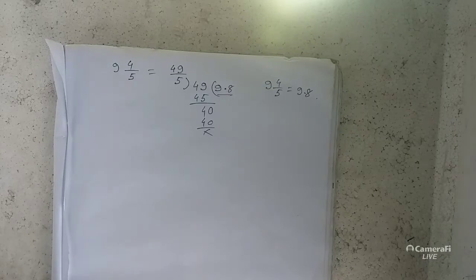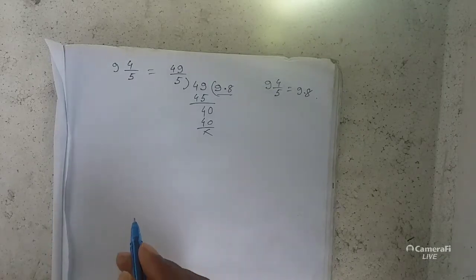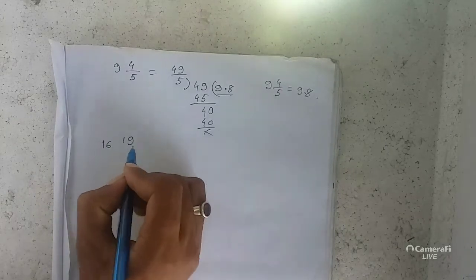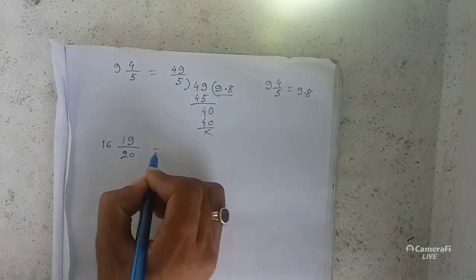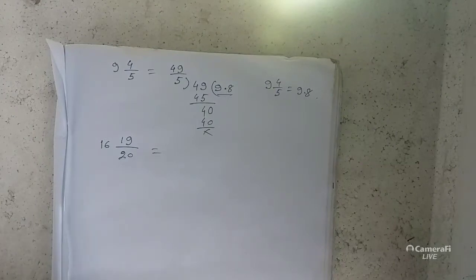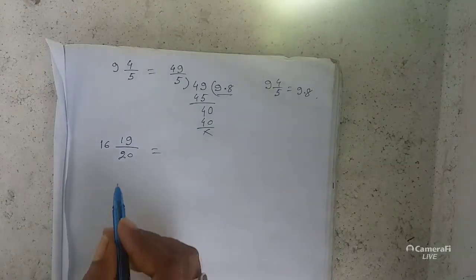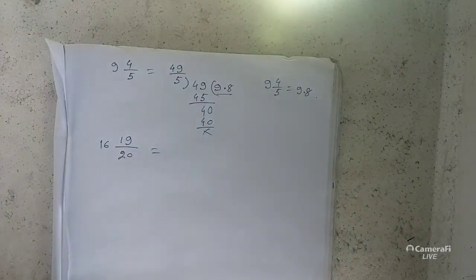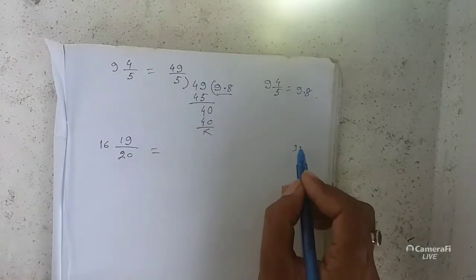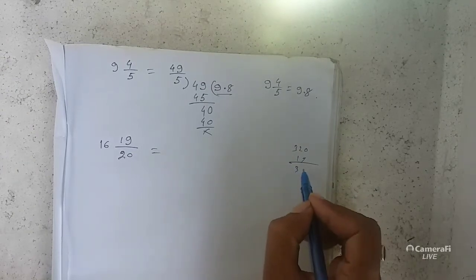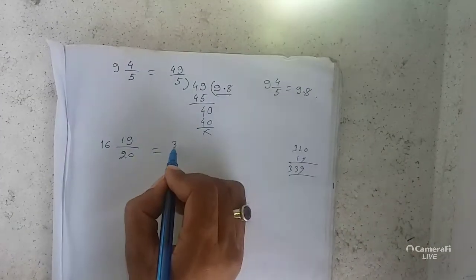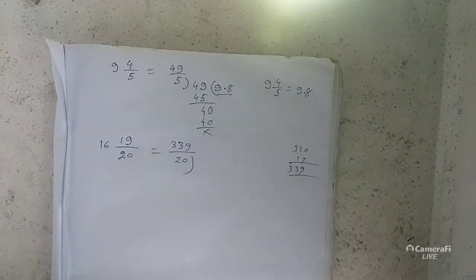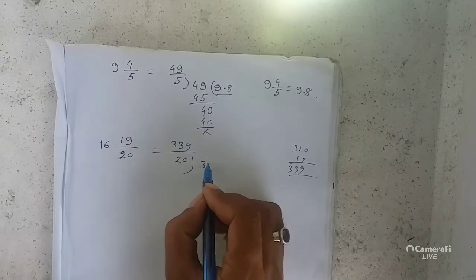Okay. Let me take a similar type of another example: 16 whole 19 by 20. So, first convert this mixed fraction into an improper fraction. 20 into 16, 20 sixteens are 320, 320 plus 19, we get 339 by 20.